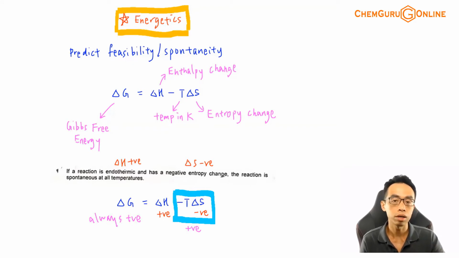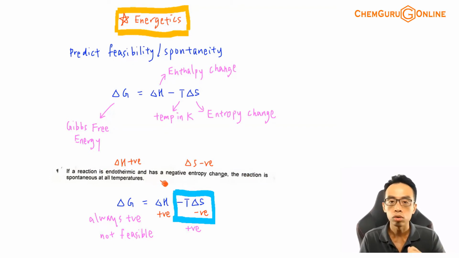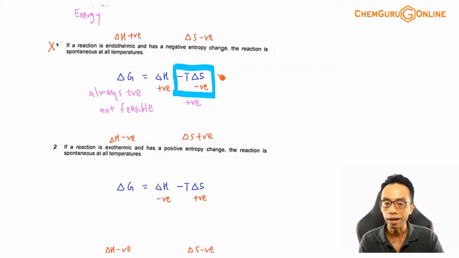Only when my delta G is negative, then the reaction is feasible. So if my delta G is always positive, it means that the reaction will not be feasible at any temperature. So let me just write this down: not feasible at any temperature. And if the question tells me that under this condition the reaction is spontaneous at all temperatures, it is the direct opposite. So clearly, statement number one is false. All right, so this is statement number one. Next, how about statement number two? Now, statement number two, the idea is essentially the same.